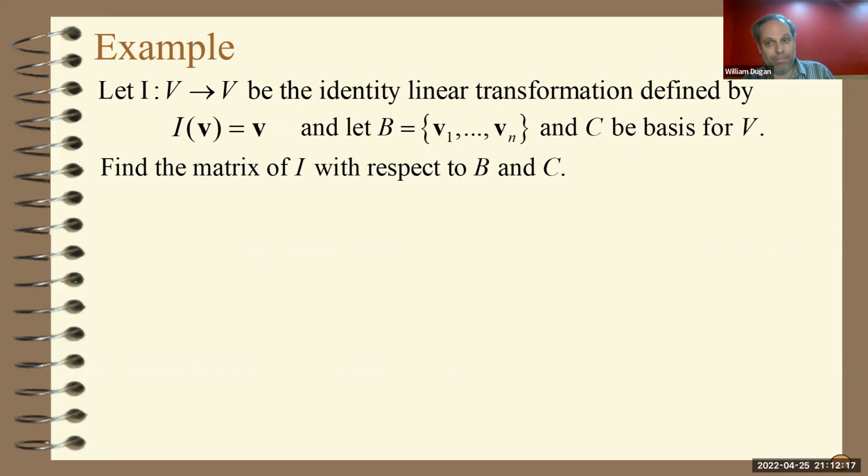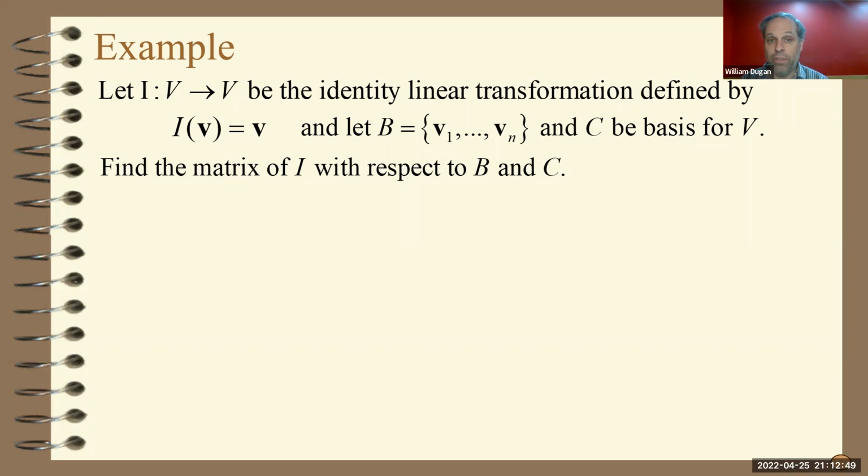Let's do it again. After this, though, we're done. So look at the identity linear transformation going from V to V. And we'll have 2 bases, the basis B, which has V1, V2, up to Vn, and the basis C. Obviously, since B and C are bases for V, the same vector space, and we already have a finite dimension for V because the number of vectors in B is n, then the number of vectors in C has to also be n.